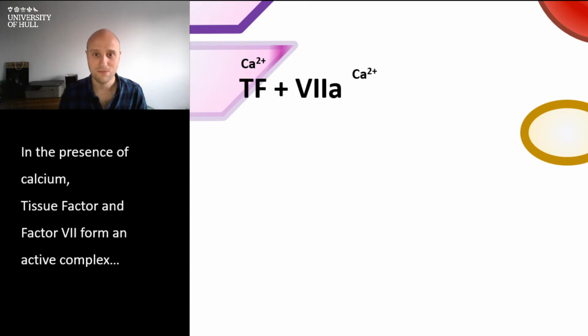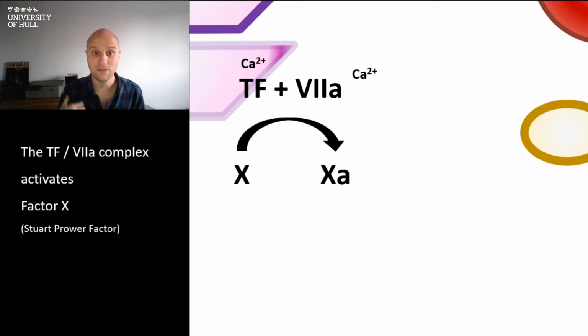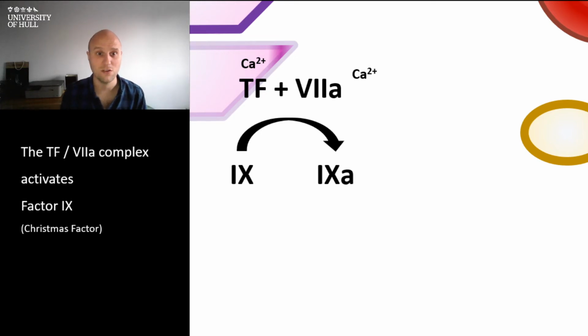And tissue factor and factor 7 have a particular sort of strong relationship, if you like. They work together, and in the presence of calcium, they form a complex. And what that complex does is catalyse other enzymes. So it activates other clotting factors. And the clotting factors that it works on are factor 10, also known as Stewart-Prower factor, and factor 9, which is known as Christmas factor.